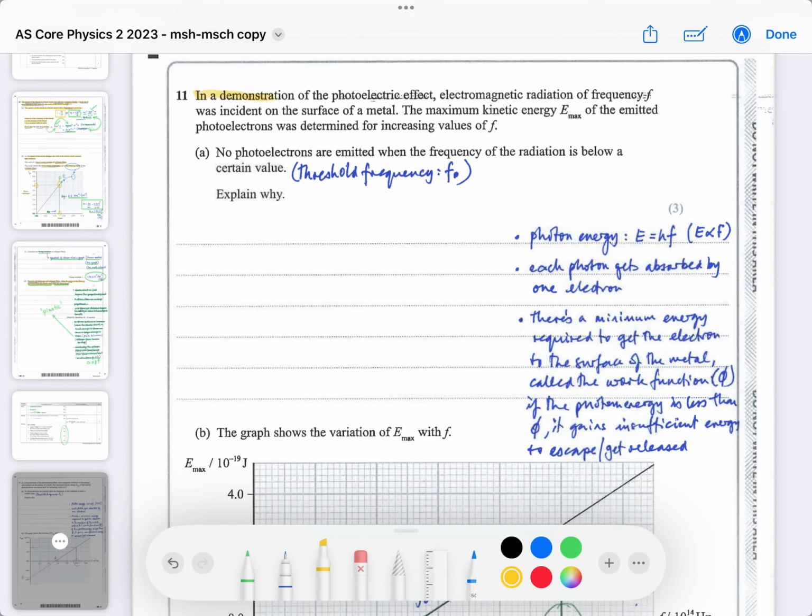In a demonstration, it says, of the photoelectric effect. So the photoelectric effect is the photons releasing electrons.